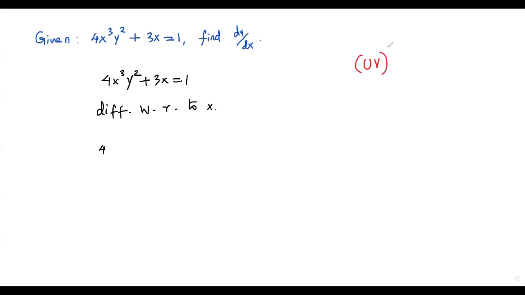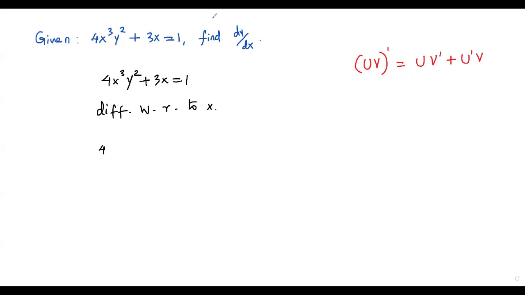Now let's consider the product of u and v, where both u and v are variables. To get the derivative of this product uv, first I keep the first variable u as it is, and take the derivative of the second variable, that is v prime. Then I take a positive sign. Now I take the derivative of the first variable u, and keep the second variable as it is. This is called the product rule.